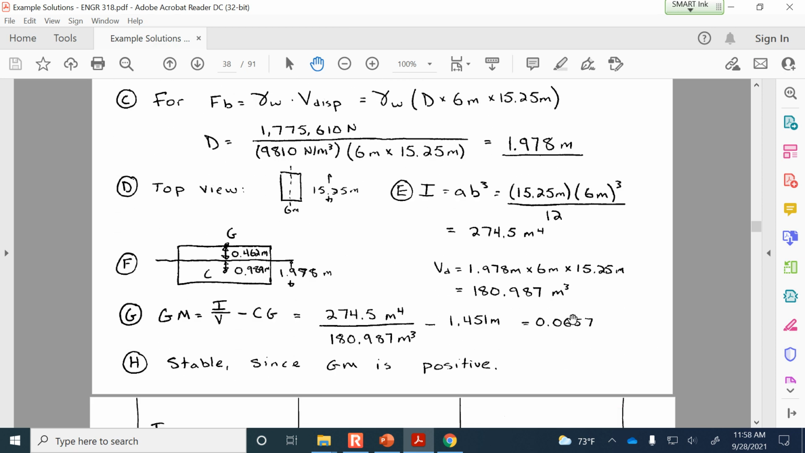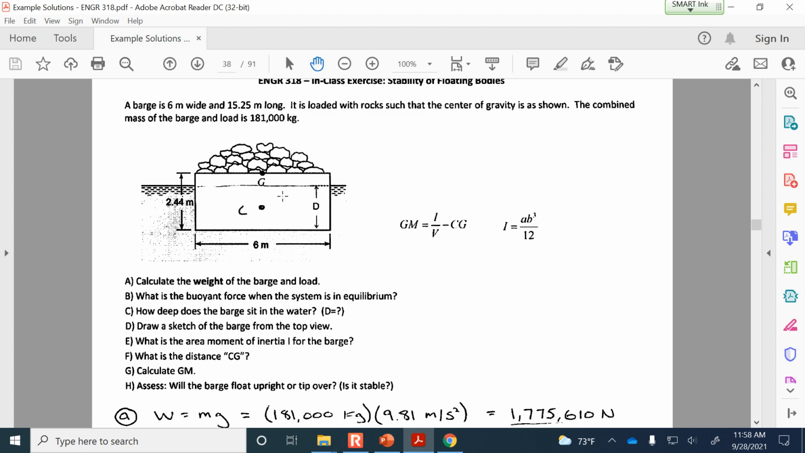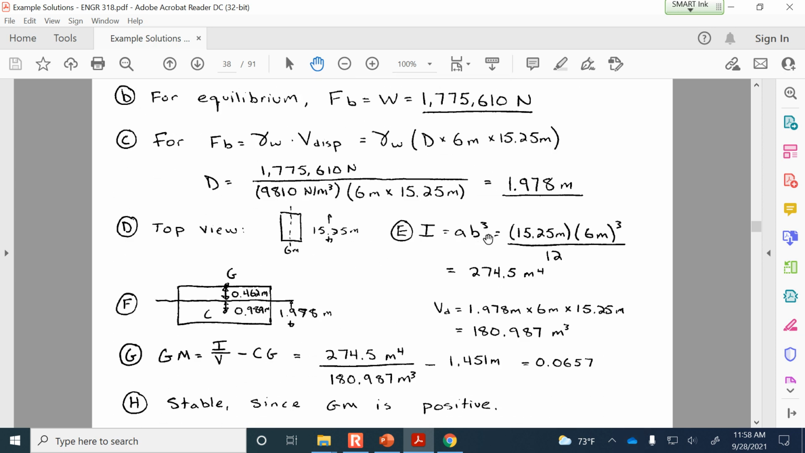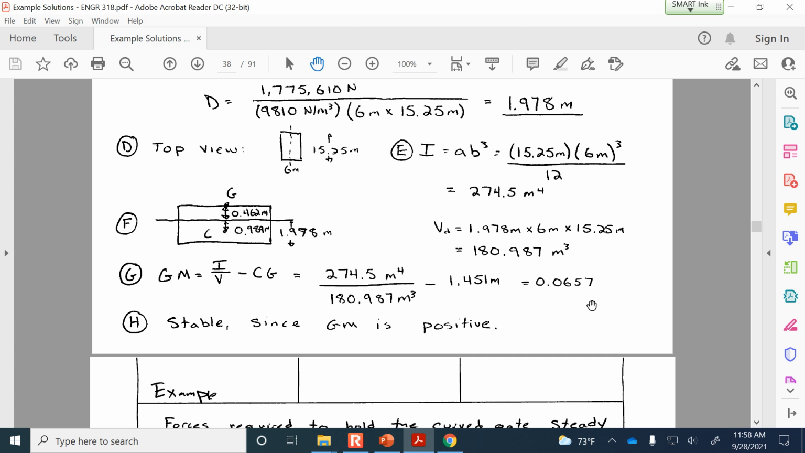The fact is, the bigger GM is, the more resilient your boat's going to be, because if this gets tipped over due to a wave or some wind or something, how much it can tip over and then recover is in part dictated by how big GM is. And so right now GM is pretty small, so I guess we could just say it's not going to be able to recover from much of a tip.